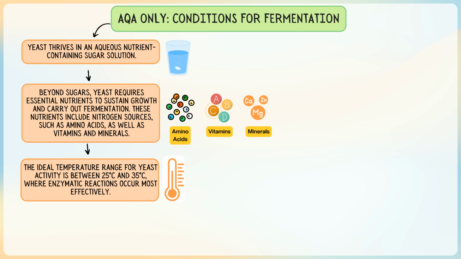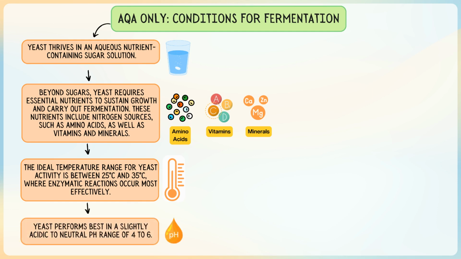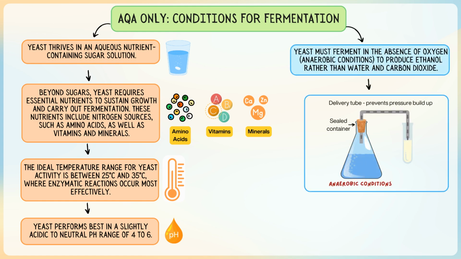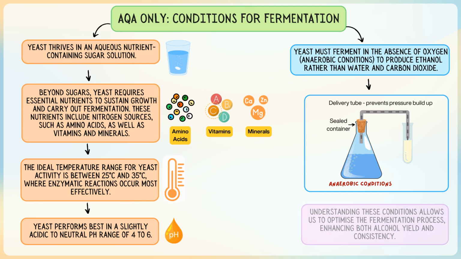Additionally, yeast performs best in a slightly acidic to neutral pH range of 4 to 6. We also highlighted the significance of anaerobic conditions. Yeast must ferment in the absence of oxygen to produce ethanol rather than water and carbon dioxide. Understanding these conditions allows us to optimize the fermentation process, enhancing both alcohol yield and consistency.